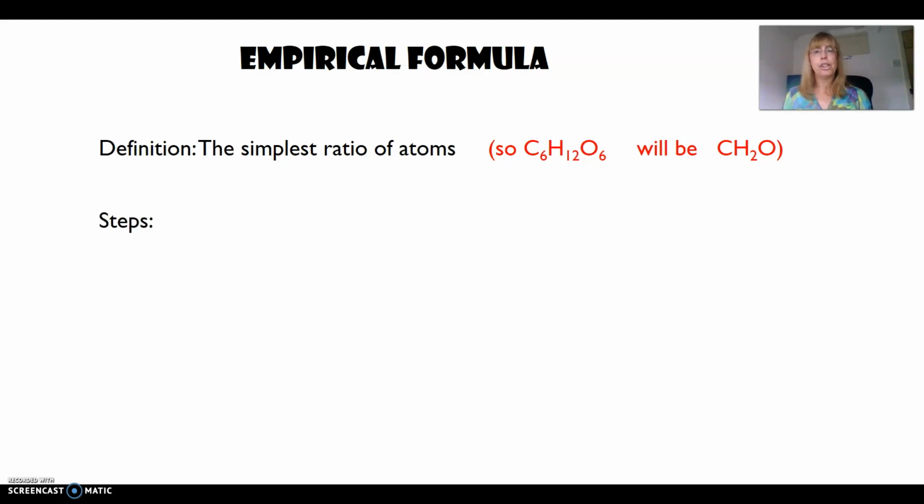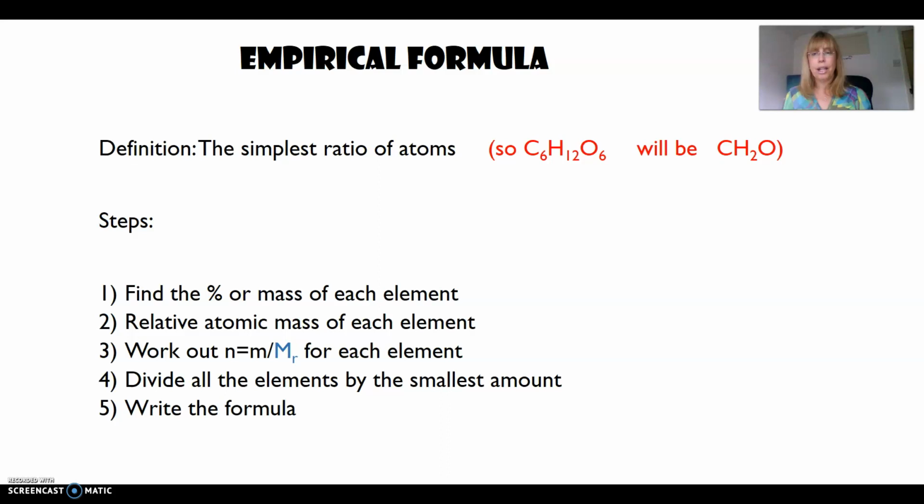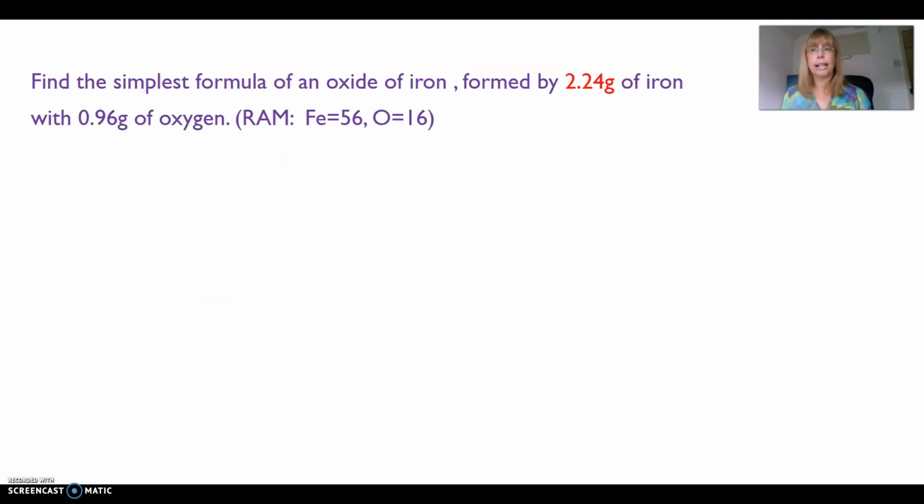So if they want you to work out the empirical formula from a certain mass or a percentage of an element, these are the steps that you need to use. And I'm afraid the only way is to learn this recipe off by heart. Okay? It's easier if I show you with a worked example. So this is what the question will look like. Find the simplest formula of an oxide of iron formed by 2.24 grams of iron with 0.96 grams of oxygen.